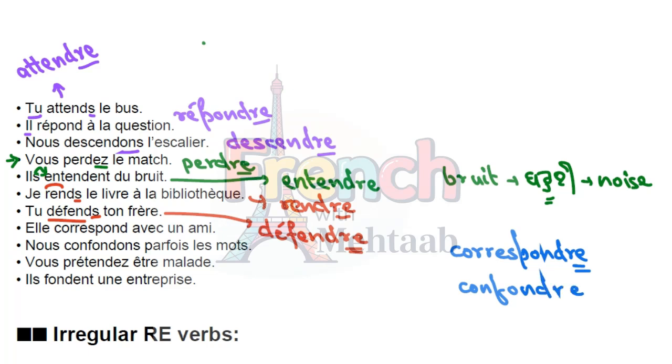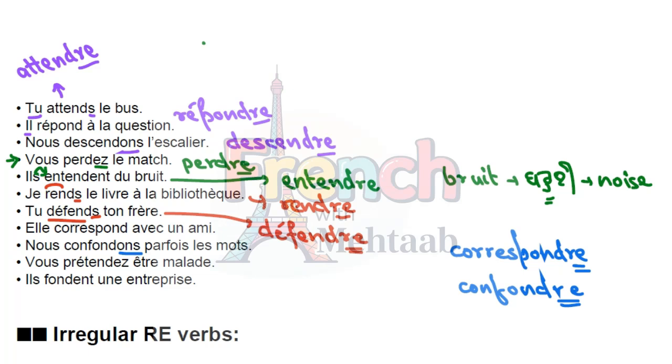The next sentence is for the confondre verb. Confondre means to confuse. Nous confondons. We are dropping the re from here and we are adding ons because we are conjugating the verb with nous. Nous confondons, we confuse. Parfois means sometimes, les mots, the words. Nous confondons parfois les mots. We confuse sometimes the words.